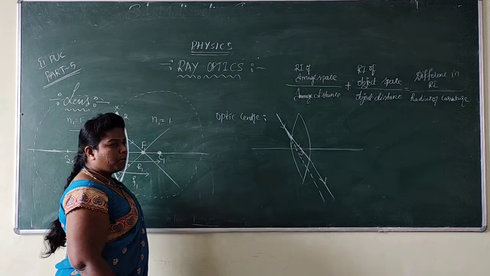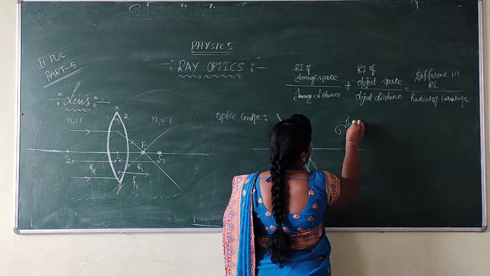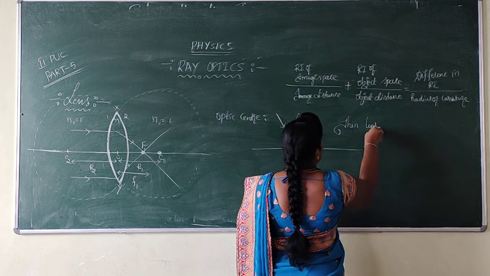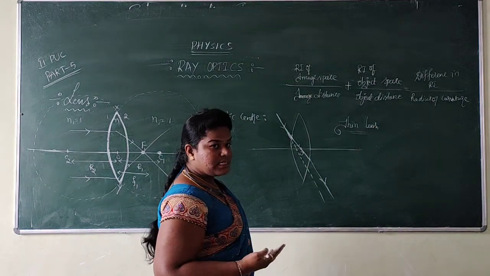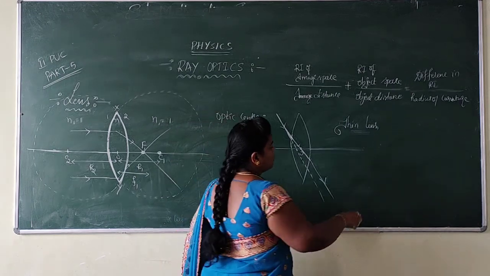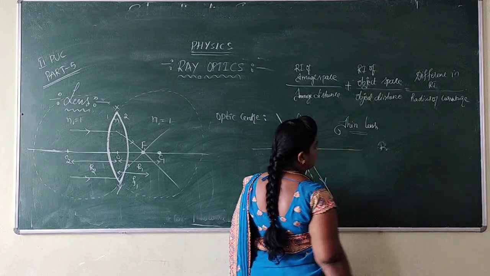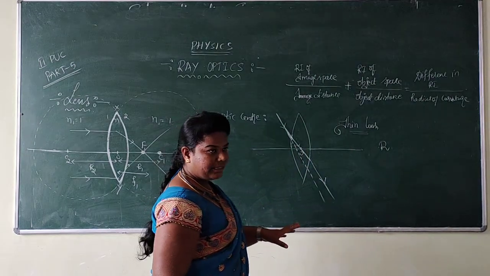As well as, suppose I consider a thin lens. You can ask, what is a thin lens? The thickness of the lens is very, very small. It is a lens whose thickness is very small compared to the radius of curvature. I am repeating again, write it down, take down the definition for the thin lens.